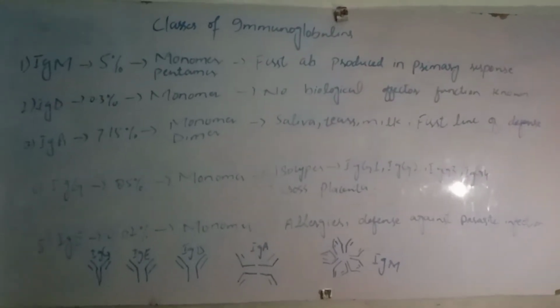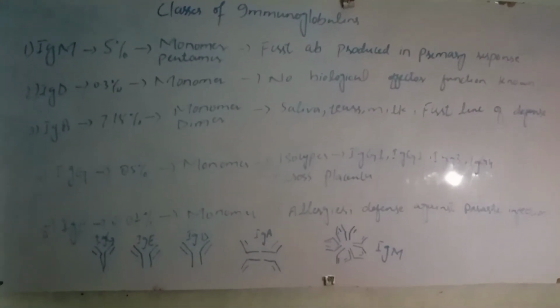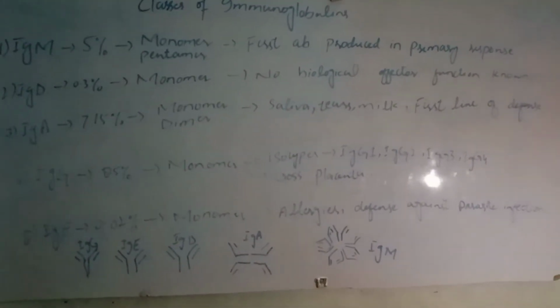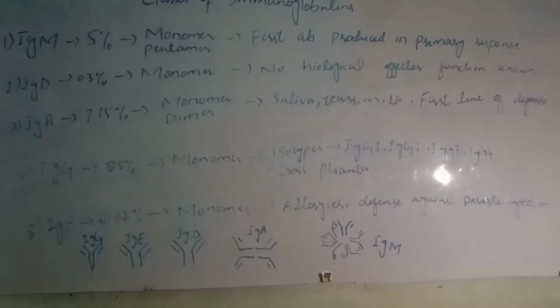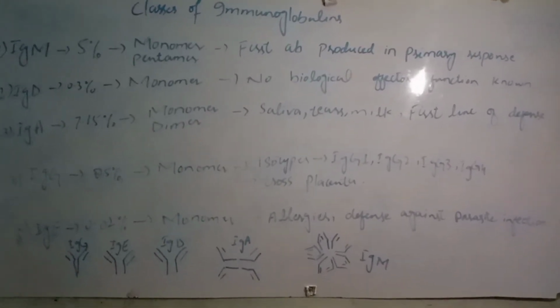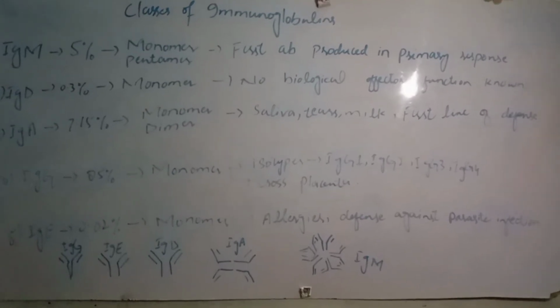Only 5% concentration of IgM is present in serum. It occurs as a monomer or as a pentamer. As we can see in the diagram, monomer and pentamer. These two forms are for IgM. And it is the first antibody produced in primary response. IgM is a part of the membrane receptor of naive B lymphocytes, the BCR.